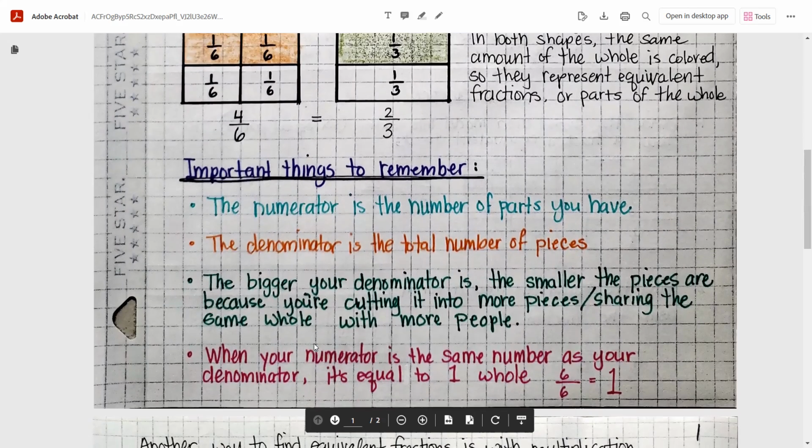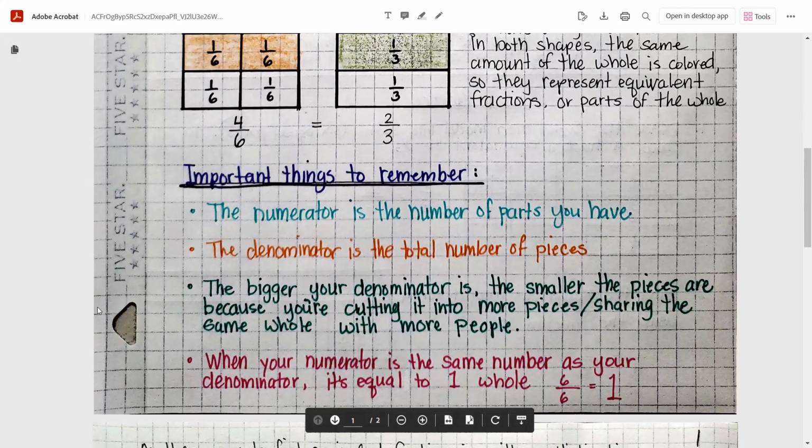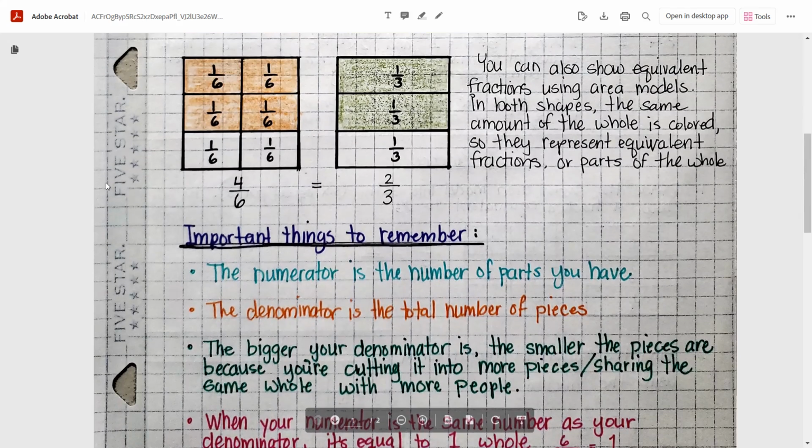Now, some important things that I want you to remember while we're going through this. The numerator, remember, is the number of parts that you have. So over here, I have 4 out of my 6 total pieces. The denominator is the total number of pieces, not just the parts that are not colored. The denominator is all the pieces you have, or all the pieces you need to make a whole. And the numerator is the number of parts that you have. Now, this is really important.